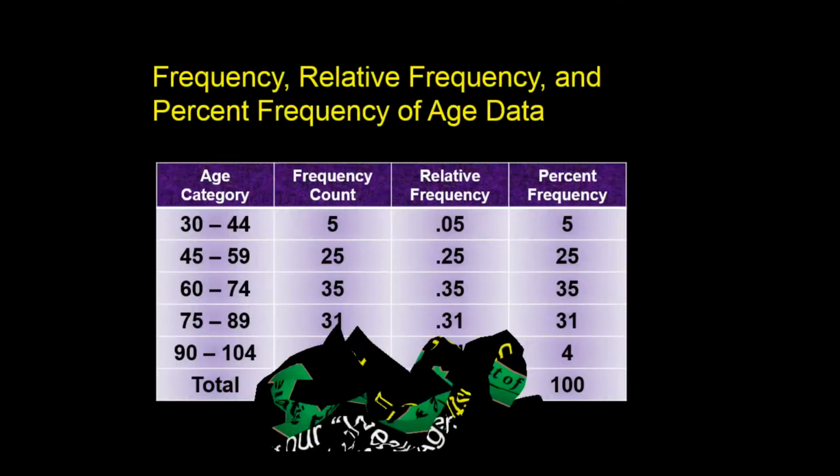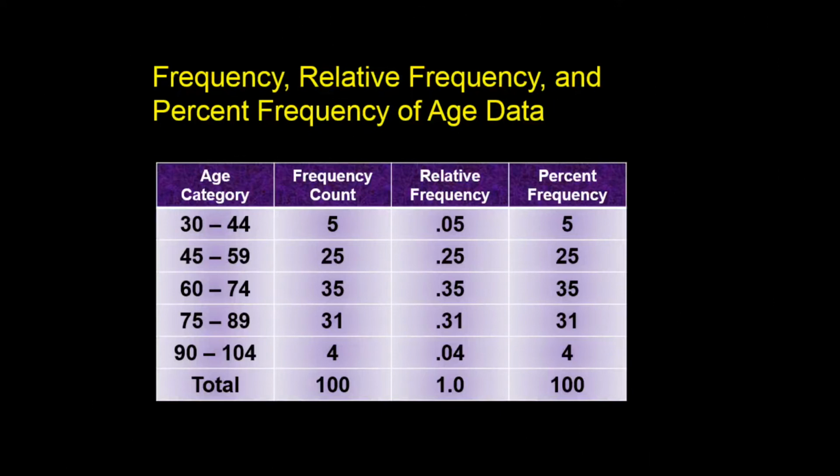We can summarize all of this information into a table that shows the frequency counts, the relative frequencies, and the percent frequencies. You can see how neatly all the data fits into this tabular format. It's much easier to read it as shown here than scrolling down an Excel spreadsheet with 100 rows.